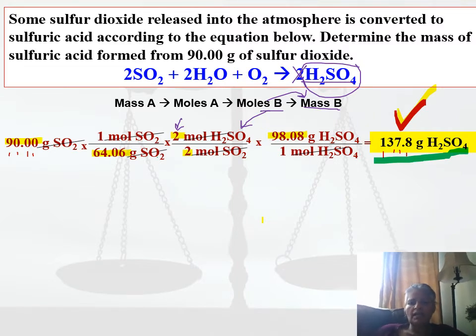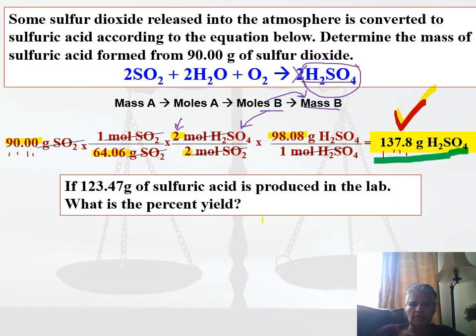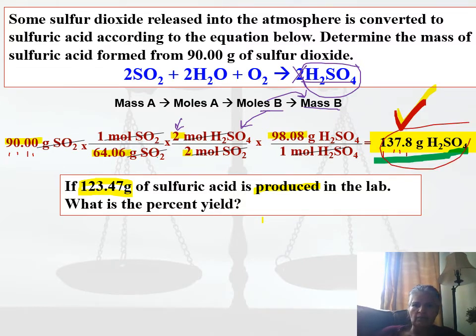But we saw in the DNA that there was a second part to the question. It says, what if 123.47 grams of sulfuric acid is produced? So this is what is actually made in the lab. Now we have 2 different values. We have the value that should have been produced, and we have the value that was produced. So this is what should have been made if it was a perfect world and there's no mistakes. But this is the real world, what was actually made.